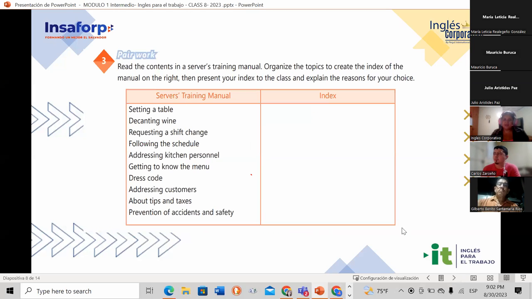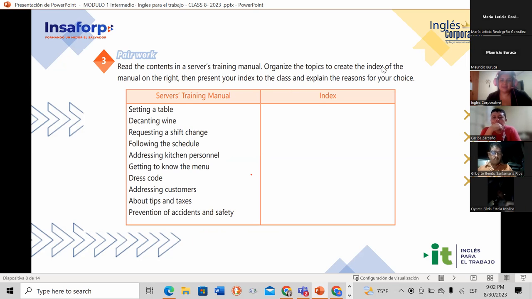Okay. Now we're going to read the server's training manual topics, what should be included there. Read the contents in a server's training manual. Organize the topics to create the index of the manual. Then present your index to the class and explain the reason for your choice. So do you know what is the index, right? Guys, do you know what is an index?